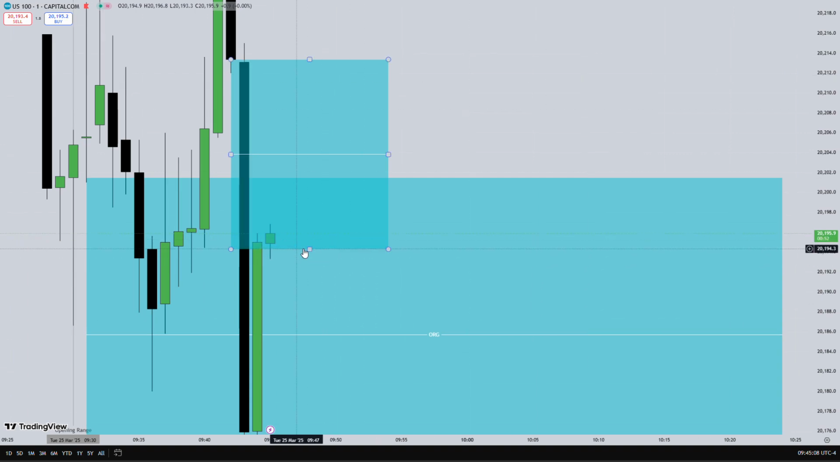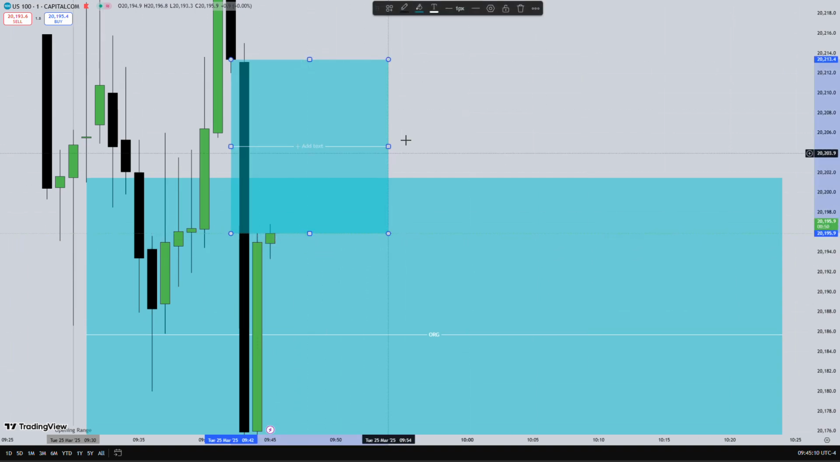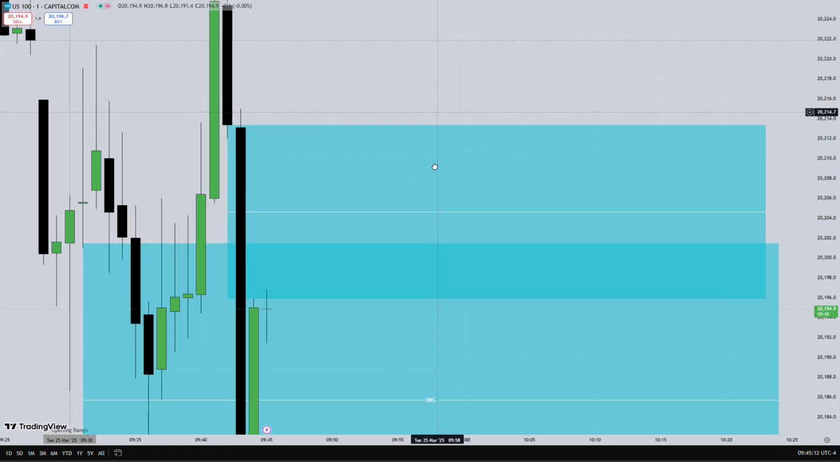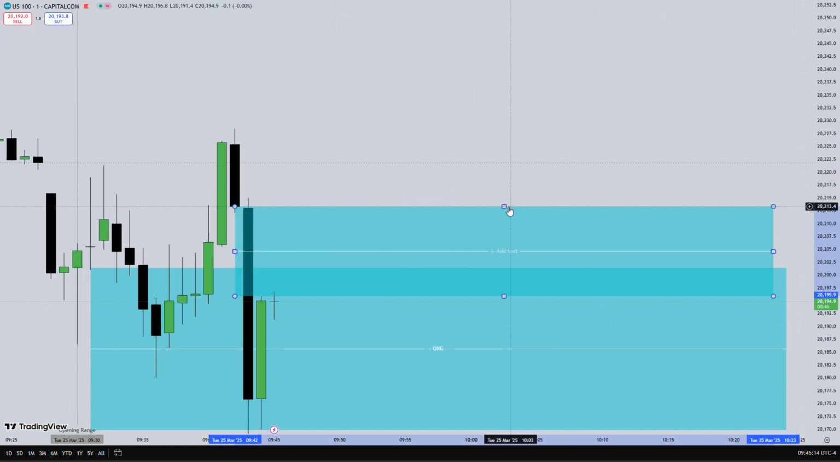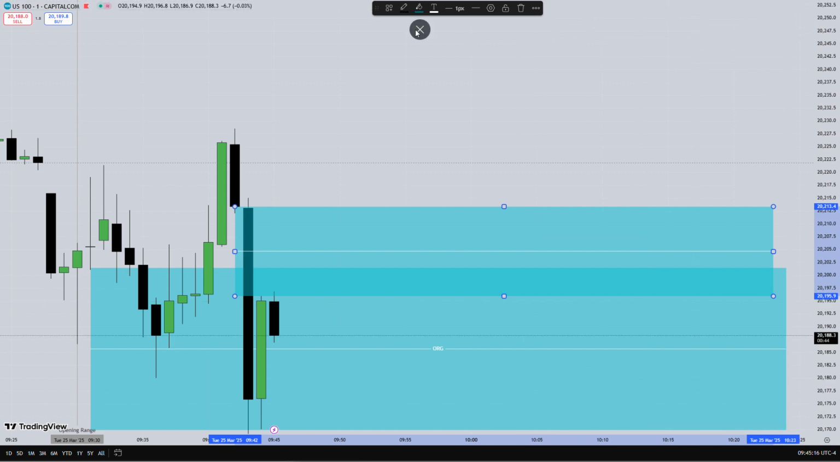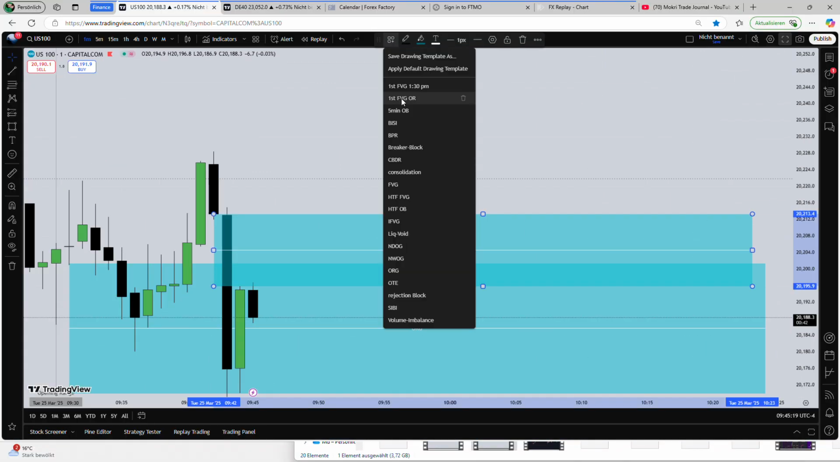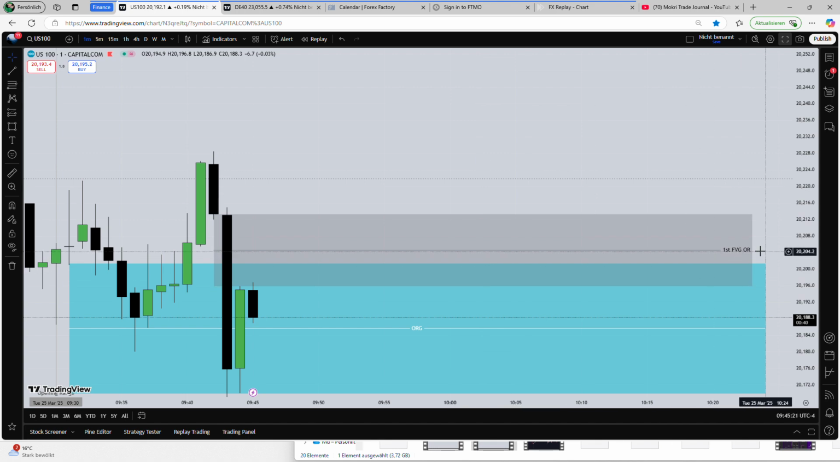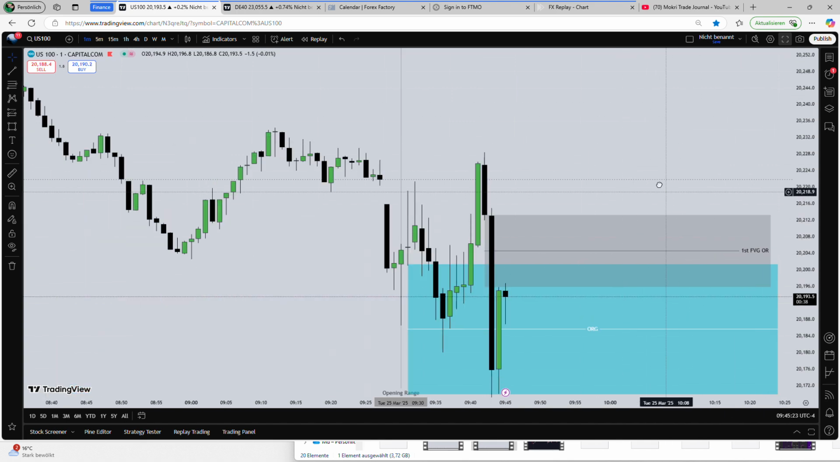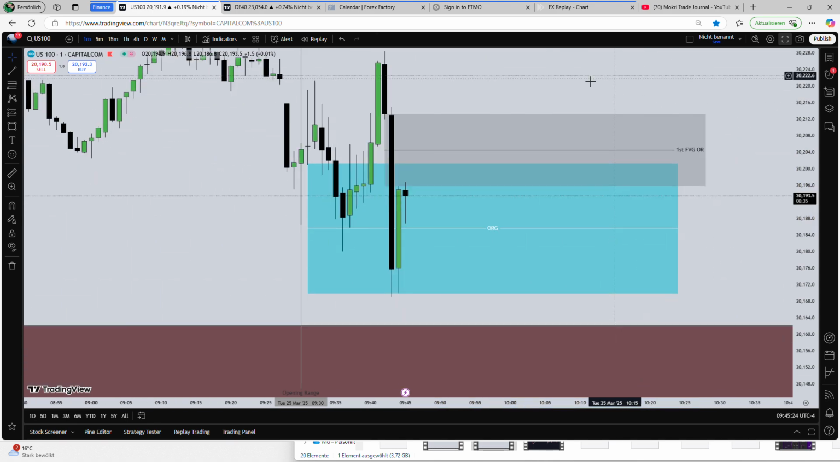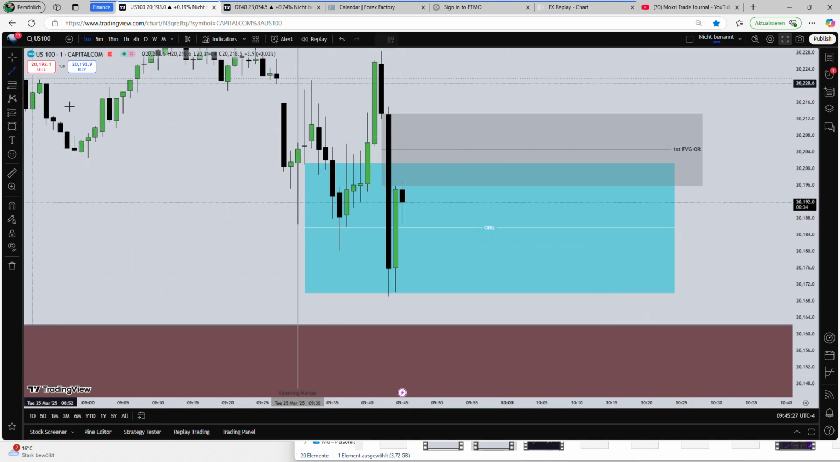And right here, there we go. You have it. Okay, this is it. This is my first presented fair value gap. Opening range right here. We got it. Okay, so I want to see a trade to the consequent encroachment, or just to the 50% level of this range, and then start trading higher.